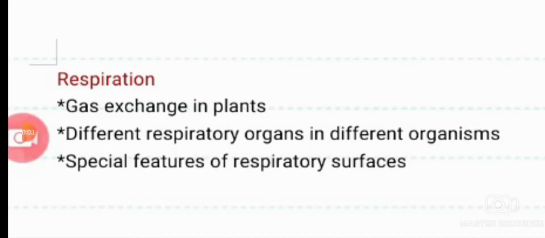In the previous class, I explained aerobic and anaerobic respiration, and also glycolysis, ATP, etc. In this video, I'm going to explain the gas exchange that takes place in plants, then different respiratory organs in different organisms, special features of respiratory surfaces, etc.